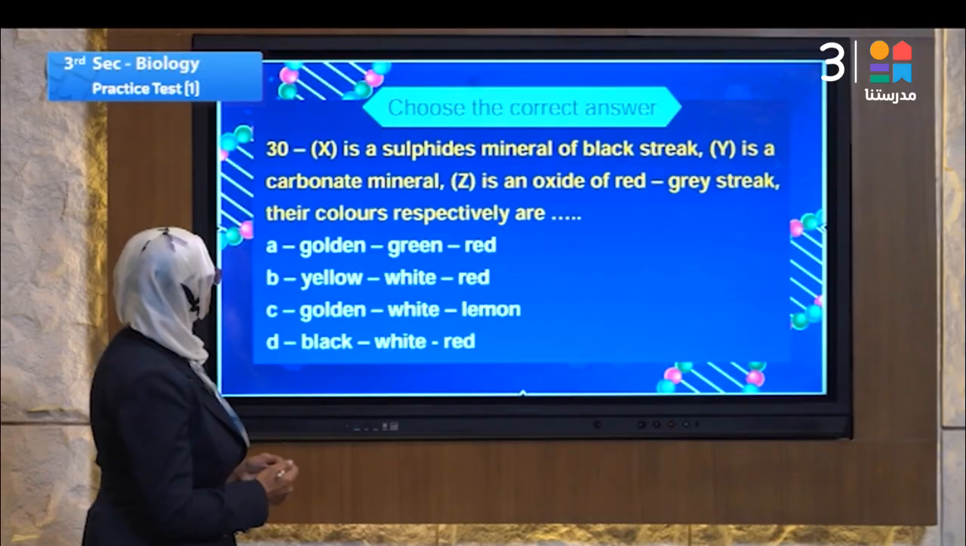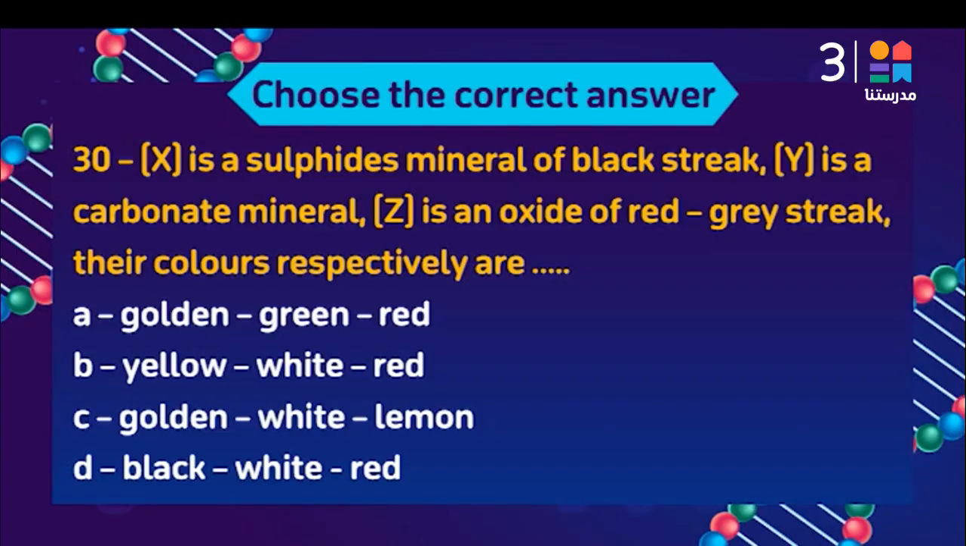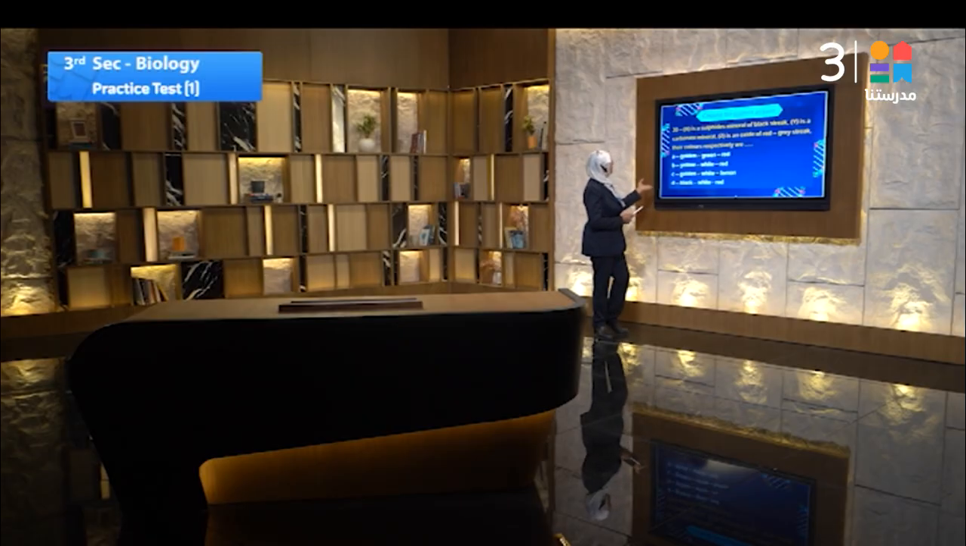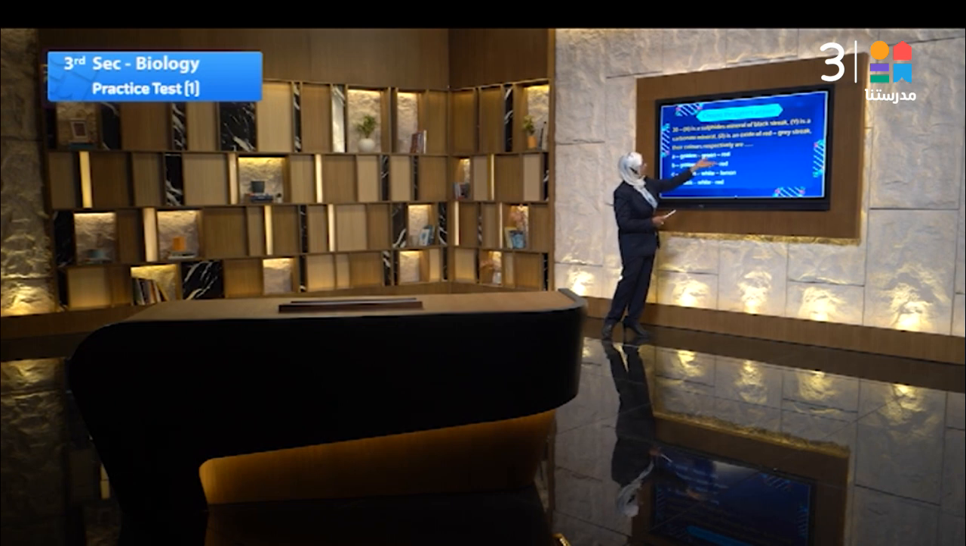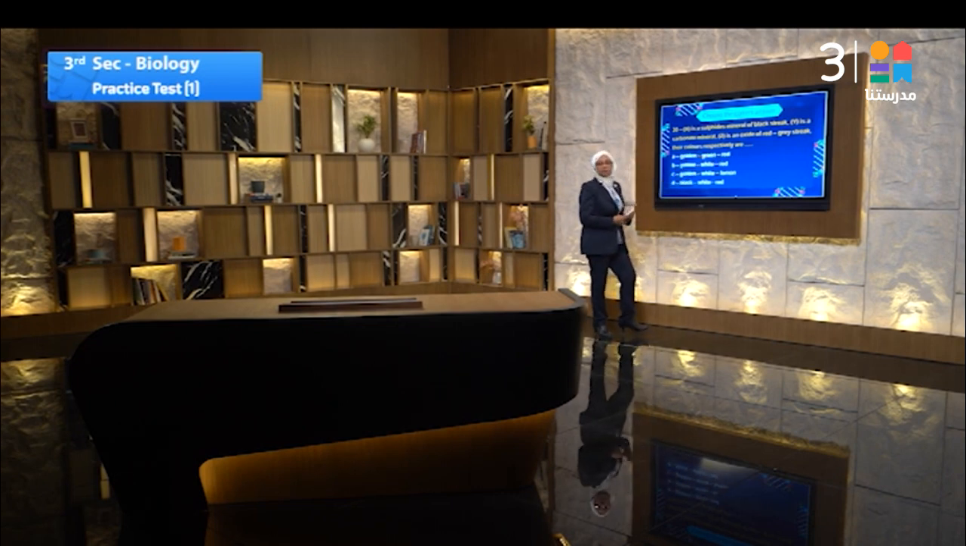Let's go to question 30. Earth science too. X is a sulfide mineral of black streak. Y is a carbonate mineral. Z is an oxide of red-gray streak. Here he compared between them by color. The first one, X, sulfide, golden; the carbonate, green; the oxide will be red. Let's read the others.